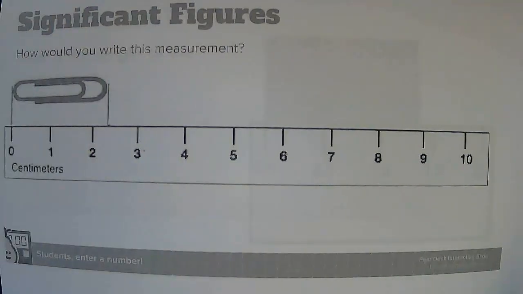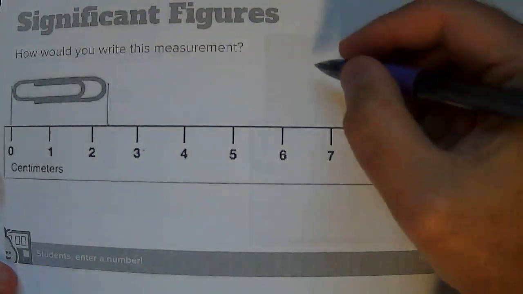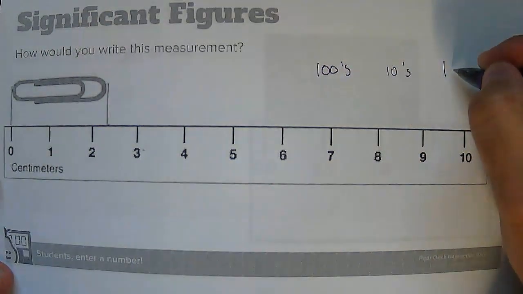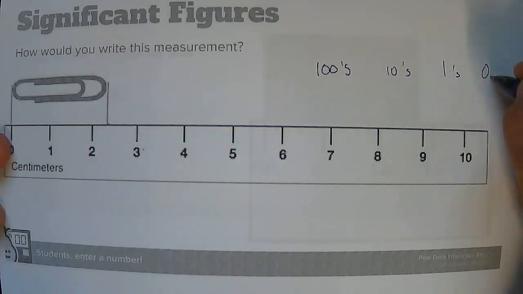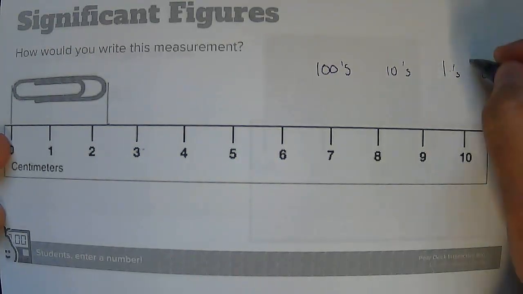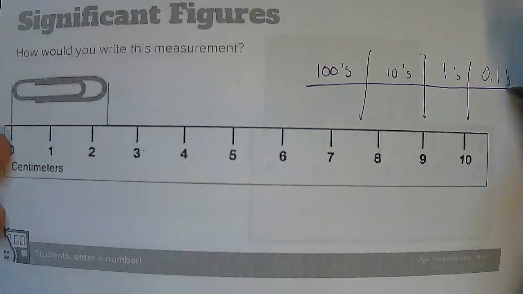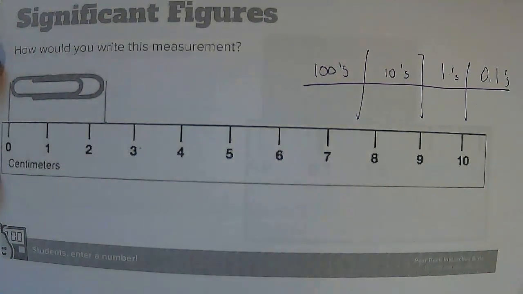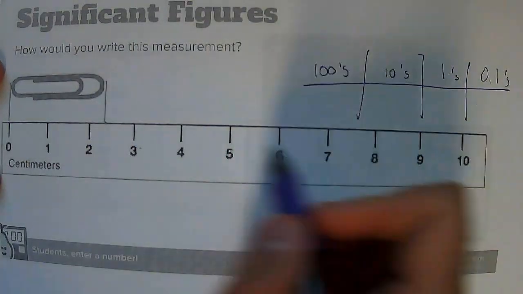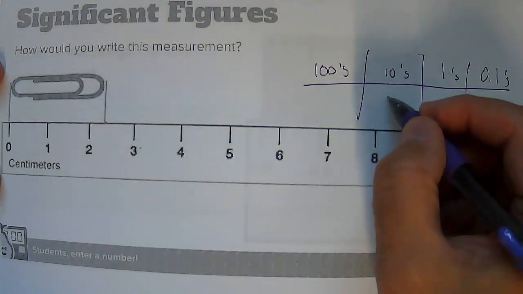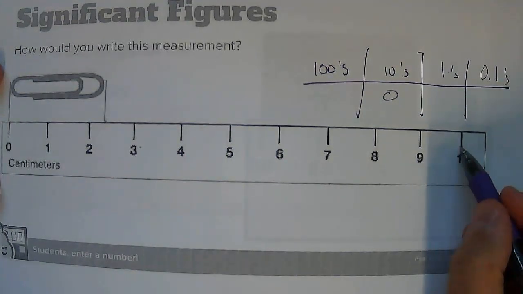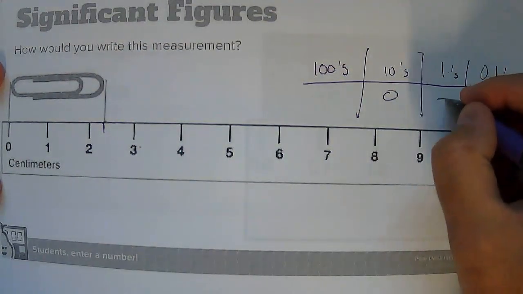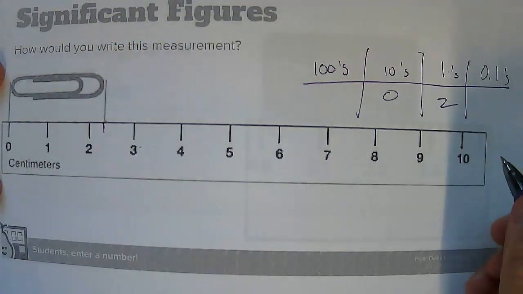So here we have a paper clip. Again, we have a hundreds, tens, ones, and then tenths chart, like a place value chart. I know that sounds weird, but that's the easiest way to do it. We know that this doesn't go up to 10. So we know that it's a 1 in the ones, and it goes to 2 point.